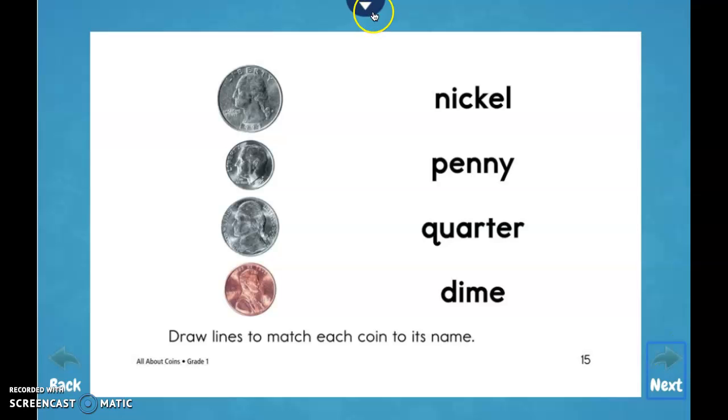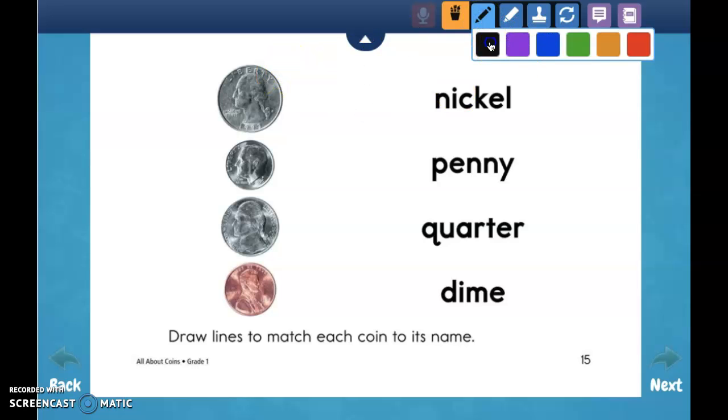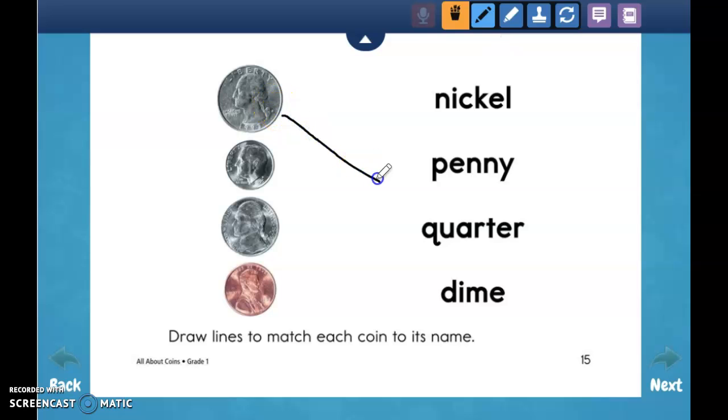Now we're going to remember what the names of the coins are, and we're going to draw lines to match each coin to its name. So first of all, we know that the quarter is the biggest of them all. So we're going to draw a line between the coin and its name, quarter.